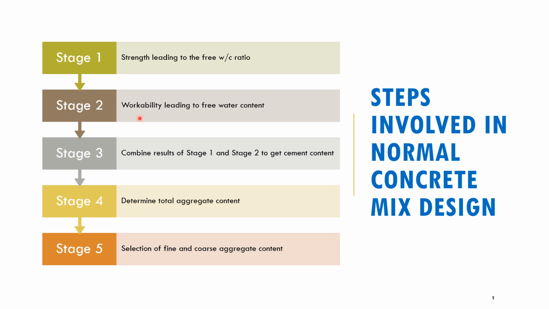Stage number 2 is associated with workability of your concrete mix, and the output is your free water content. And then stage number 3, you combine the results of both previous stages to get your cement content. Stage number 4 determines the total aggregate content, and then finally stage number 5 is where you proportion your aggregate content into fine and coarse.